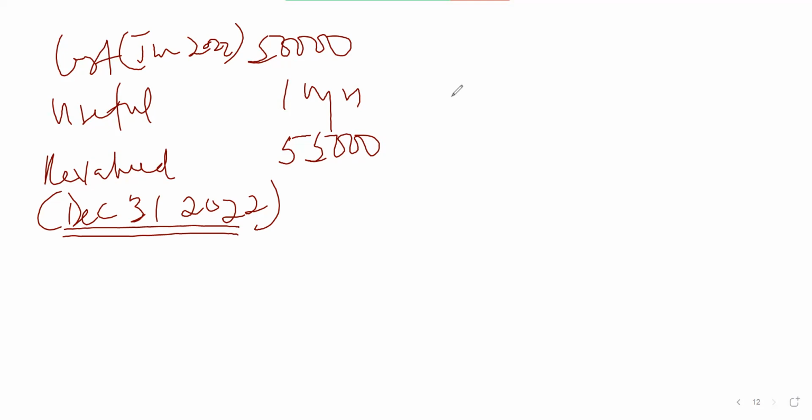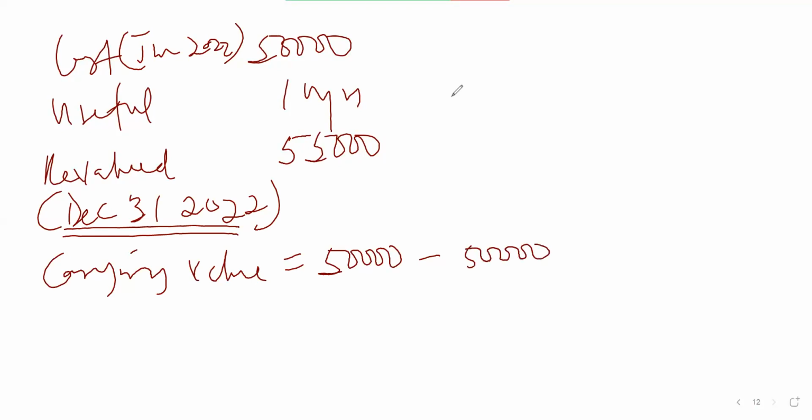So what will be the carrying value? It will be 45,000. How do we get 45,000? It will be 50,000 divided by 10, which will give you 5,000. Then your 50,000 minus your 5,000 will give you 45,000. So this is the carrying value, isn't it? All right, we can now find our revaluation gain or loss.